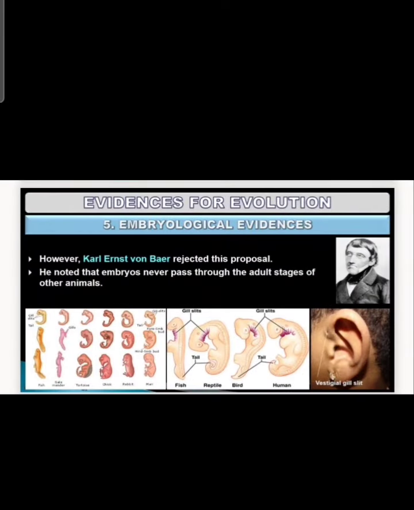However, Carl Ernst von Baer rejected this proposal. Okay, why did he reject it?